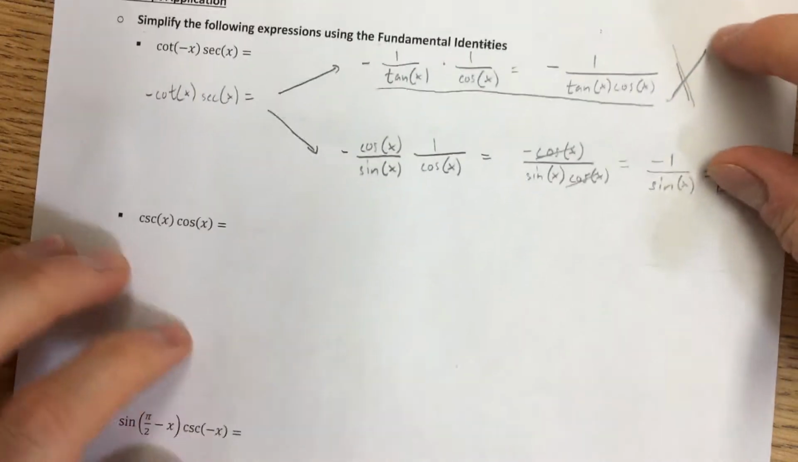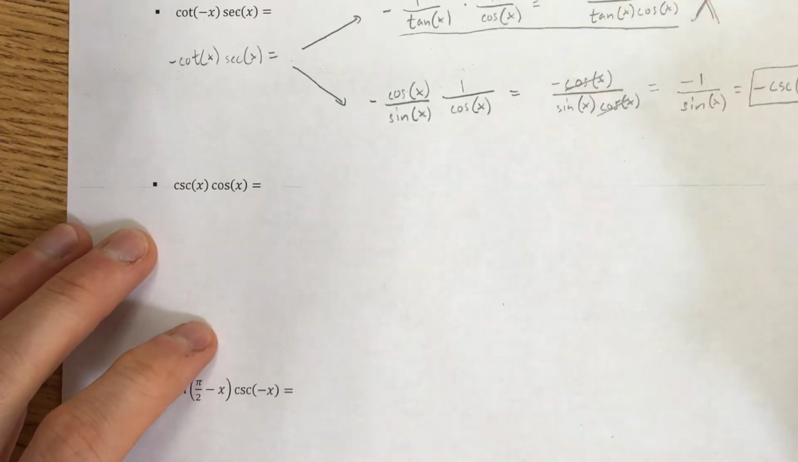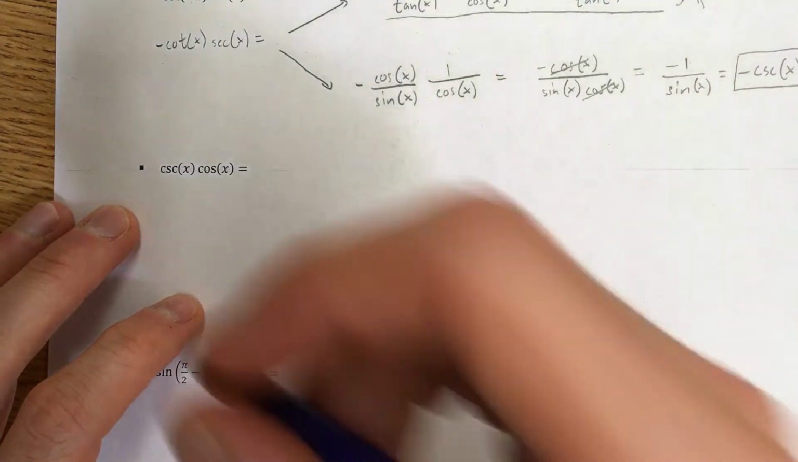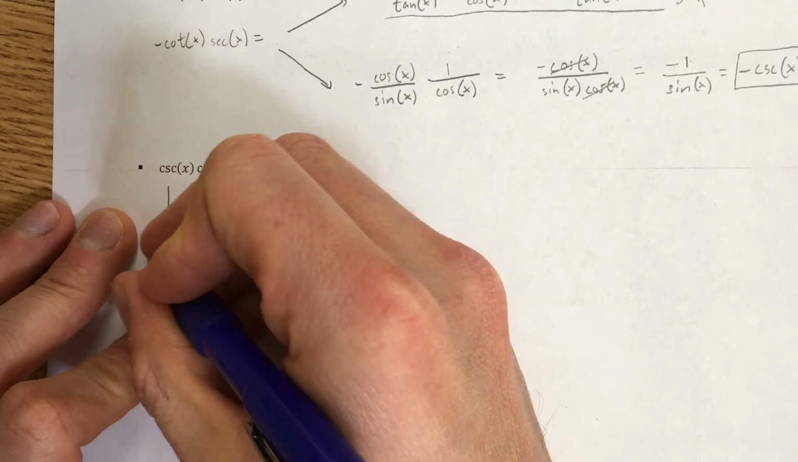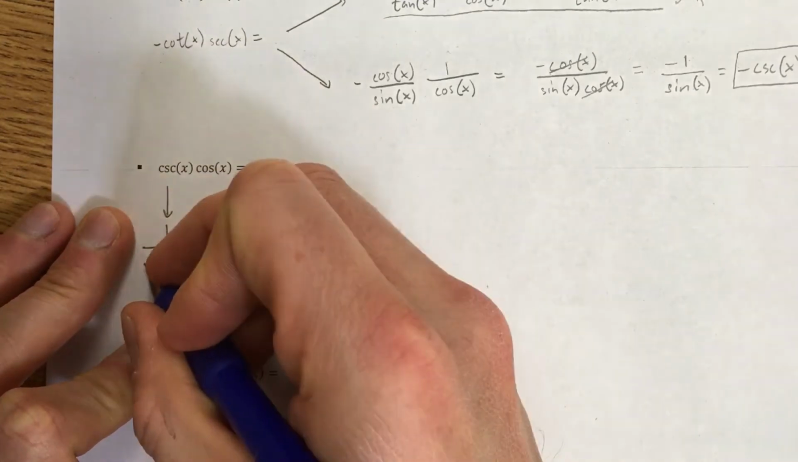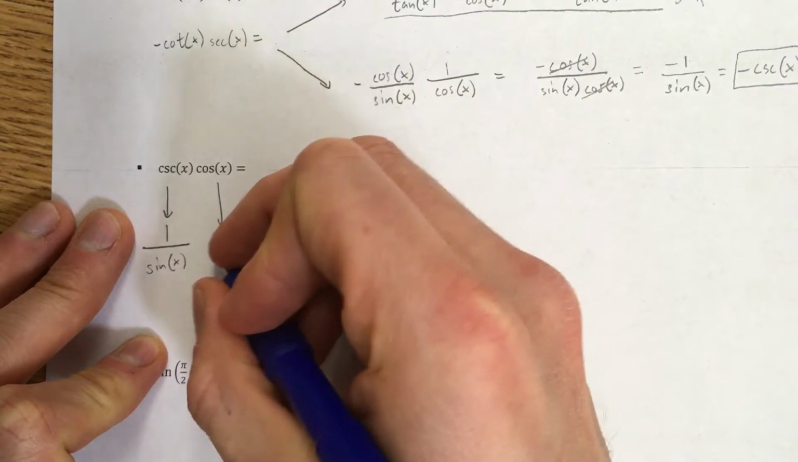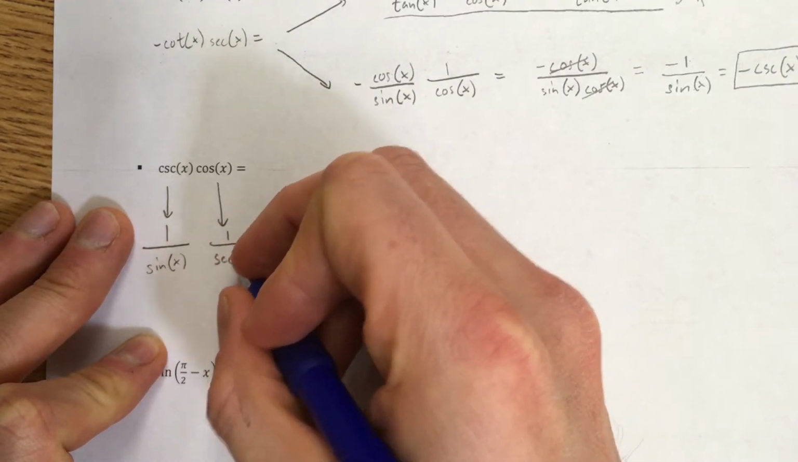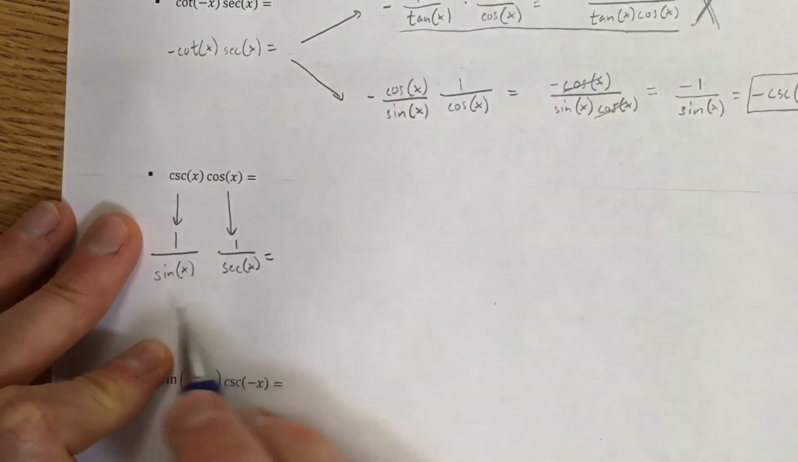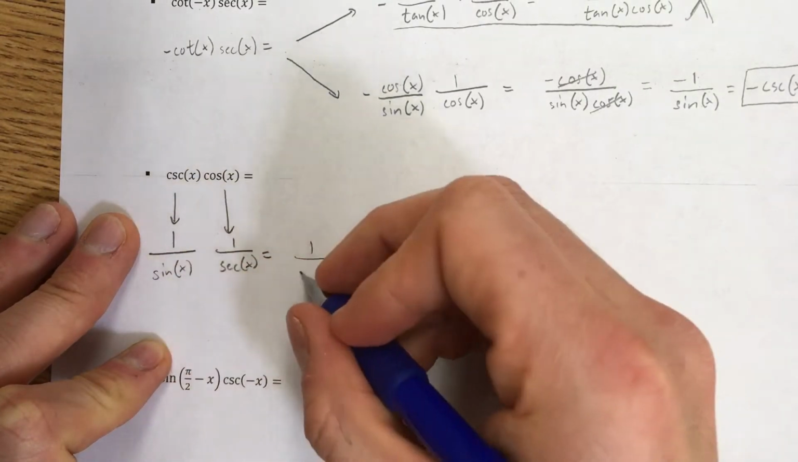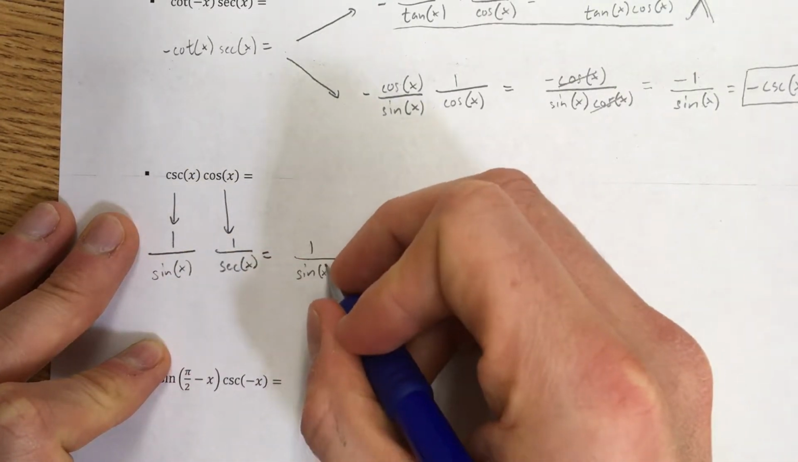Okay, let's talk about the next one. Here, when we talked about this in class, some students said, well, I know that using the reciprocal identities can be 1 over sine. Using the reciprocal identities, that would be 1 over secant. And then if I multiply across, 1 times 1 is 1. Sine times secant is just sine times secant.